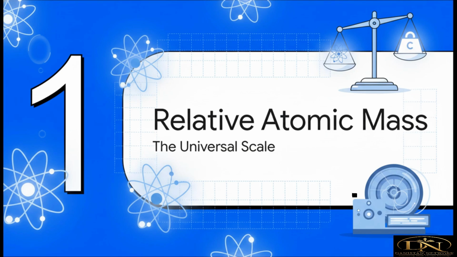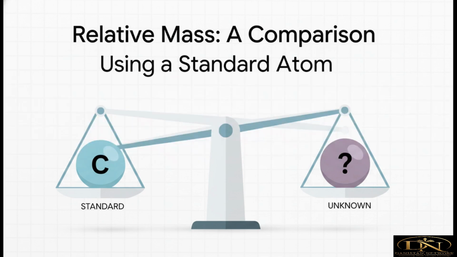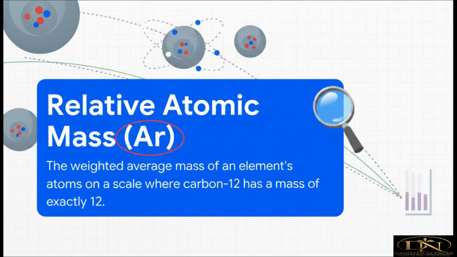Since we can't just plop an atom on a scale, chemists had to think outside the box. They came up with a brilliant workaround, a universal scale for weighing atoms. The whole secret is comparison. Instead of trying to find an atom's absolute actual mass in grams, which would be a nightmare, we measure it relative to something else. We pick one atom and say, okay, this is our standard, and then we compare every other atom to that one. It's like saying a basketball is heavier than a tennis ball, without ever needing to know how many pounds or kilos either one weighs.